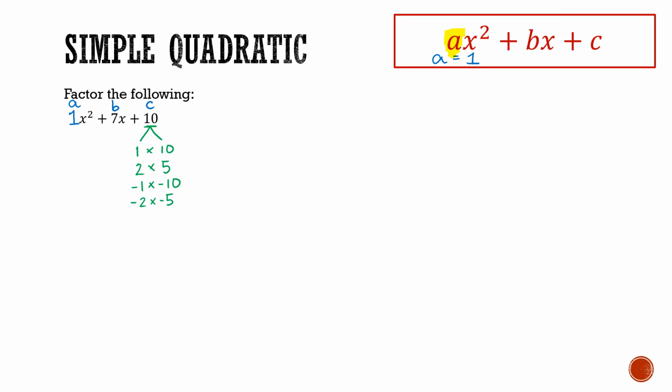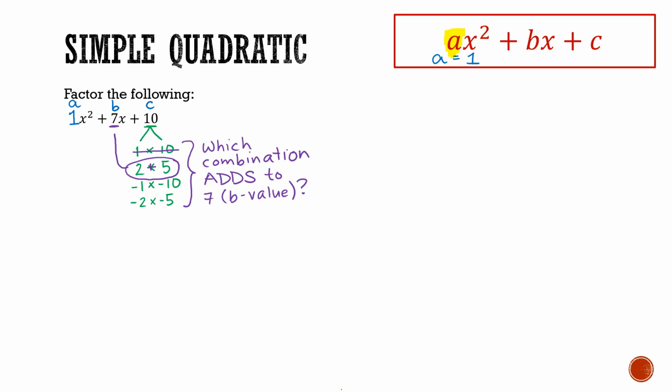Next, we're going to look at the coefficient for this x term, this 7 or b term, if you will. We're going to look at all these sets of factors for 10 that we came up with and determine which combination of these factors add up to 7, that b value. Okay, so first we have 1 and 10. Well, these add up to 11, which is not the same as 7, so this is not what we want. Next we have 2 and 5. Well, these two values do indeed add up to 7, so these are the values that we want because they add up to be equal to that x coefficient.